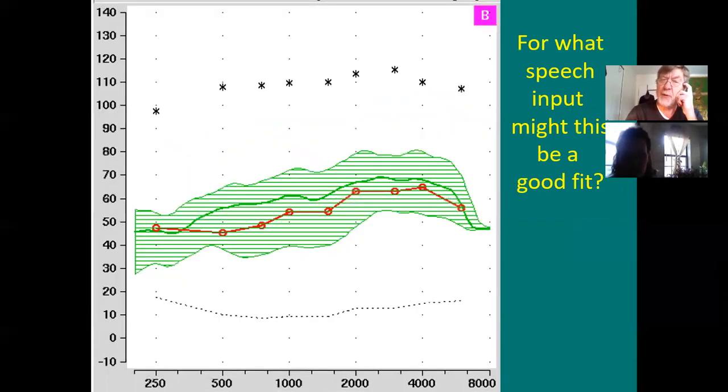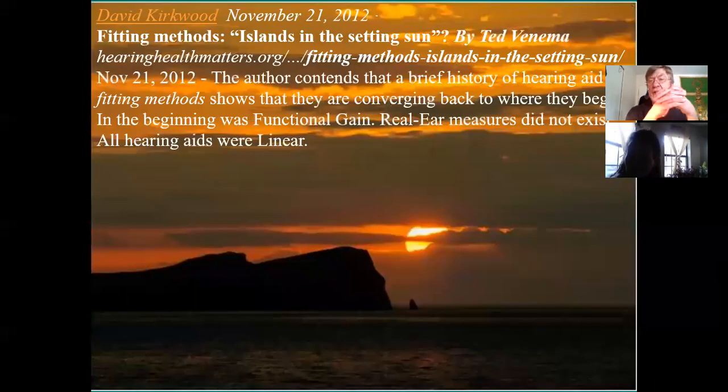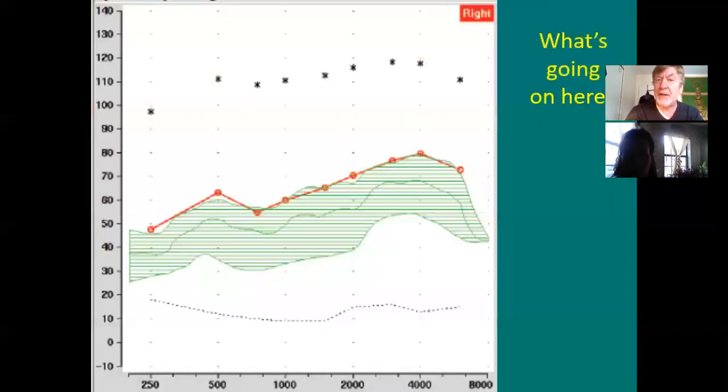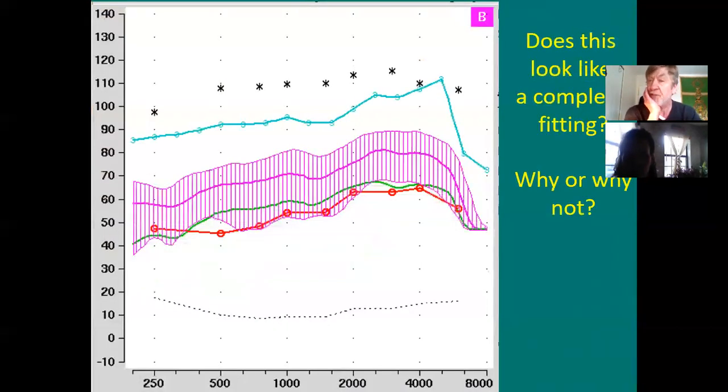But the real thing about real ear is, and this is one of the last slides I showed at the MHS conference, okay? Are fitting methods becoming islands in the setting sun? Honestly, if you are mapping speech properly, as is shown on this slide, essentially that's what all fitting methods were trying to do. They wanted this result. From half gain rule to Berger to Pogo to Libby to now.